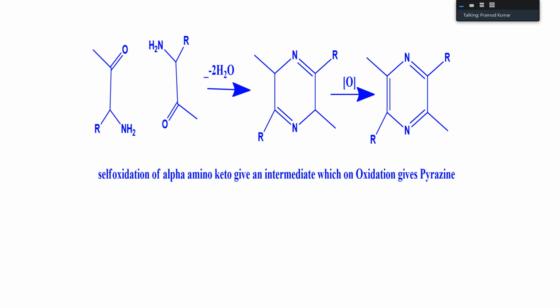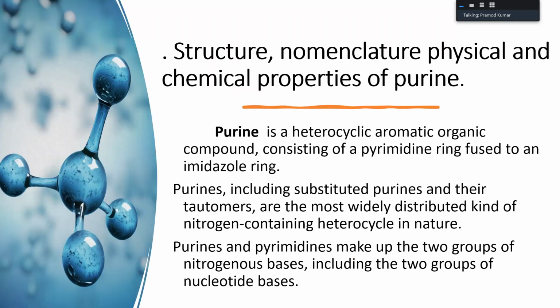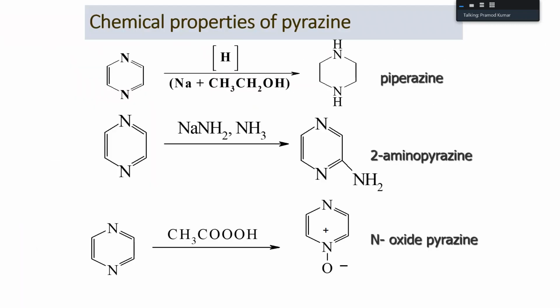You take an alpha amino ketone, it undergoes self-condensation. With reduction you get piperazine, and it undergoes nucleophilic substitution to give 2-aminopyrazine. It undergoes oxidation with peracids to give you the corresponding N-oxide. So these were the chemical properties of pyrazines.